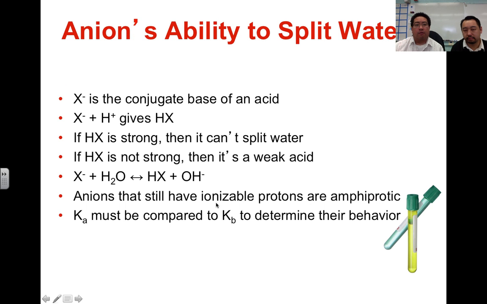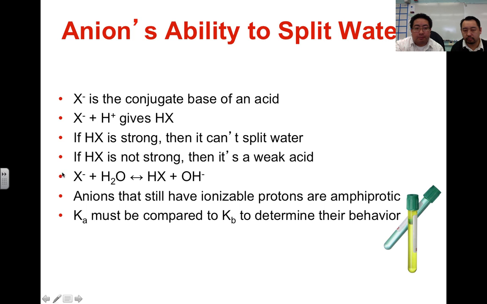So if we're looking at anions, an anion is going to be the conjugate base of some sort of acid, right? And if I combine the anion with hydrogen ions, I'm going to get some sort of acid HX. Now, if HX is a strong acid, then it's not capable of splitting water, and you don't have to worry about any of this happening. But if HX isn't strong, then it's a weak acid, and the X minus is going to react with water to produce this and this.